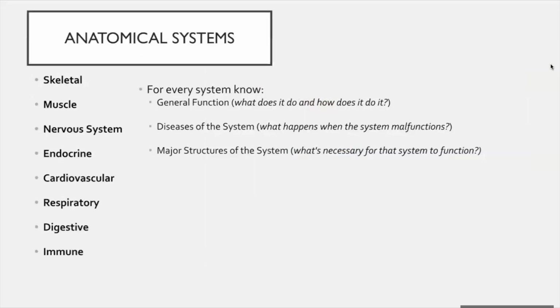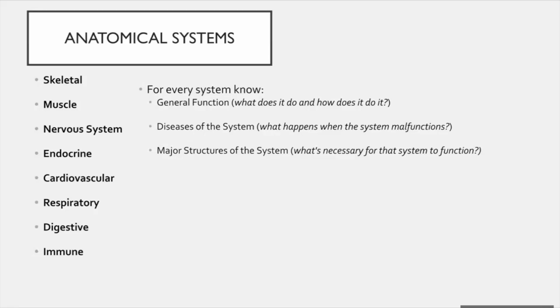Ready. So anatomical systems: skeletal system, muscle system, nervous system, endocrine system, cardiovascular system, respiratory system, digestive system, and immune system. For each of these systems, you must know their general function. So what does it do and how does it do it? How does the skeletal system carry out its function? How does it provide us support? Next, the diseases of the system. What happens when the system malfunctions? For the skeletal system, there's osteoporosis, right? What does that mean? And what happens to the body during that disease?